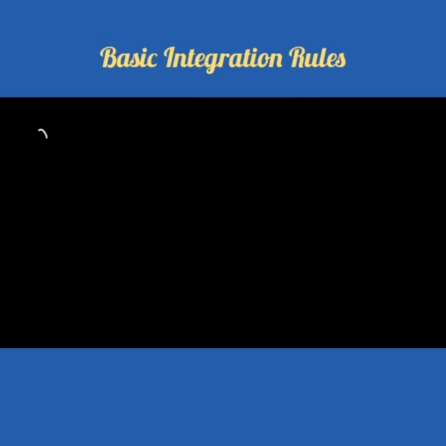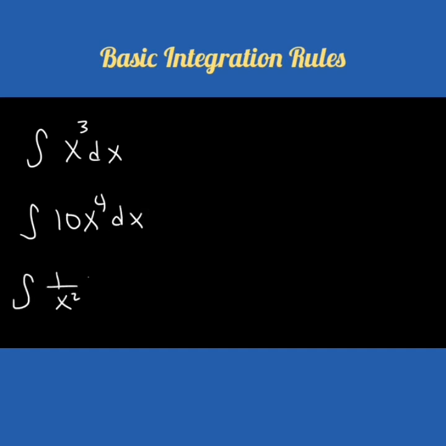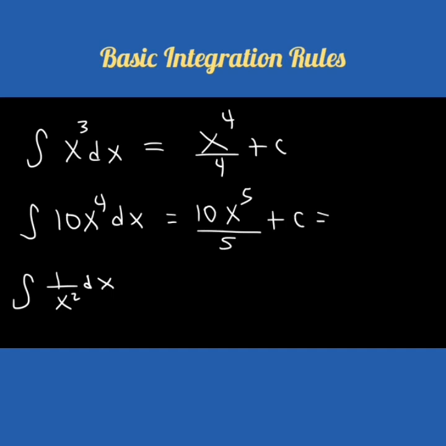Okay, let's try this example. The integral of x cubed dx, the integral of 10x to the 4th dx, and the integral of 1 over x squared dx. So, dito, 3 plus 1 is equal to 4, so magiging x to the 4th over 4 plus c. Next, 10x raised to 5 all over 5 plus c. Then simplify, 10 over 5 is equal to 2, x to the 5th plus c. So, let's box the answer.